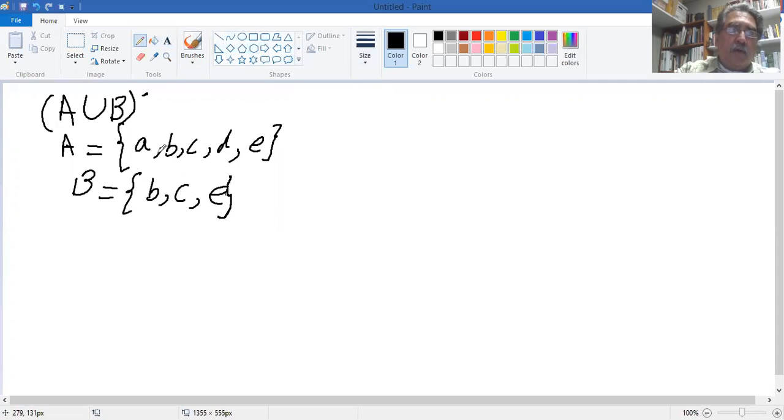All right, so what would be the union of A and B? It means all the elements that are in A and B. So we would have A, B, C, D. Well, D is not there. D is not in B. So you cross D. So the elements that are in both A and B are A, B, C, and E. That would be the union of A and B. Okay?